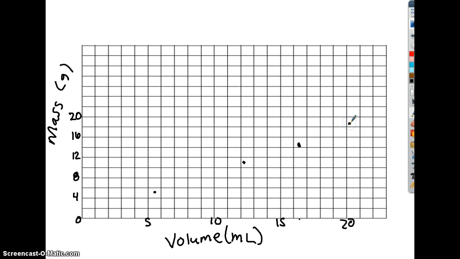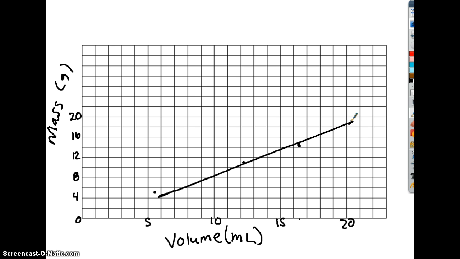And then 20.2 and 18.69. So about there. After that, sometimes you want to connect the dots and sometimes you want to make a line of best fit. For our graph, we actually want to make a line of best fit. And I will tend to tell you what one you want to do. Line of best fit means that you're not necessarily going to get all the dots, but you're going to try to get as many as you can. Some dots might be a little above or below the line, and that's fine. So there's my line of best fit.